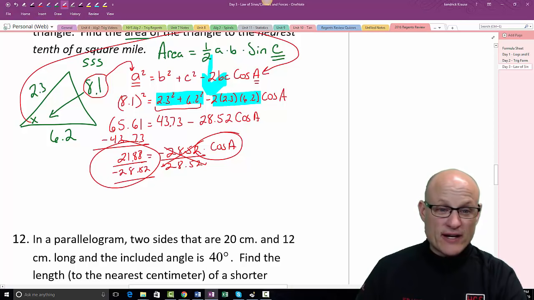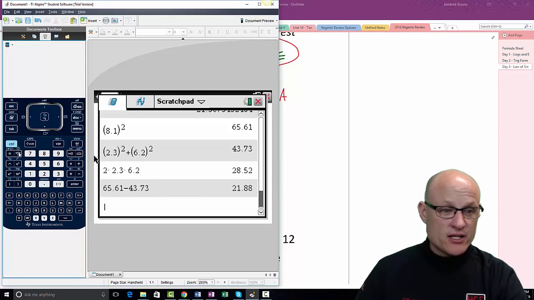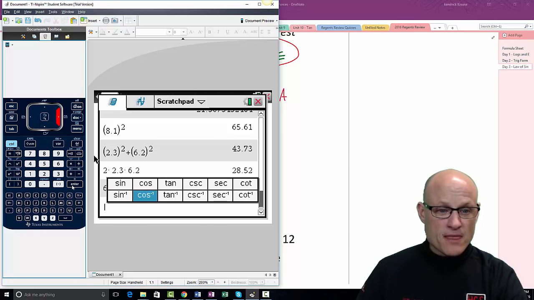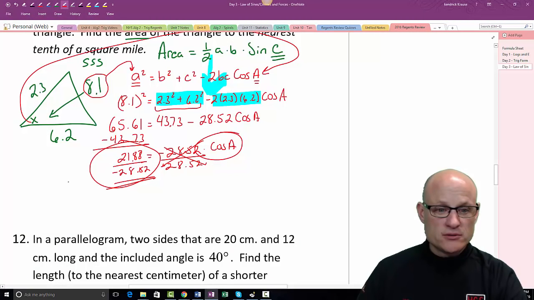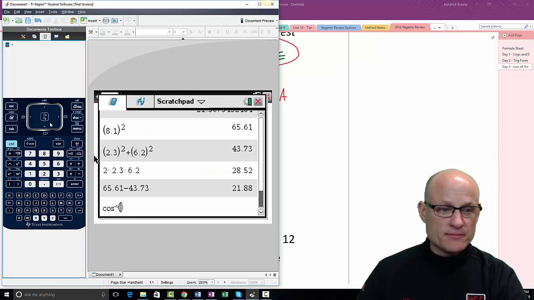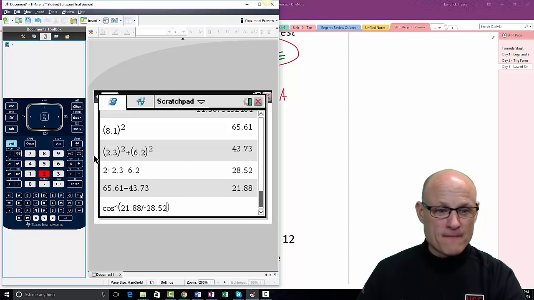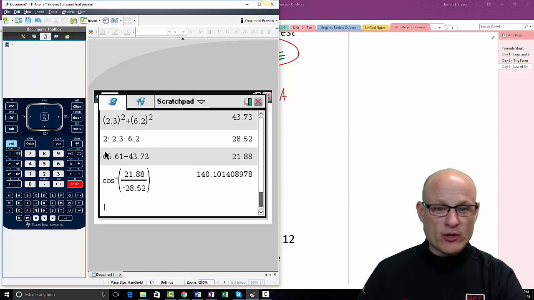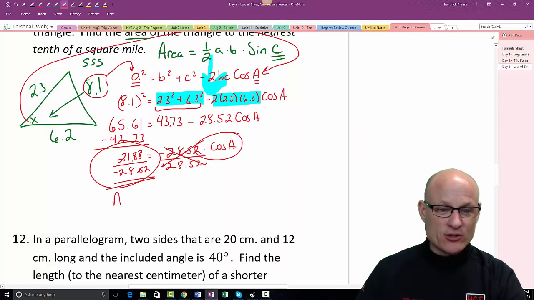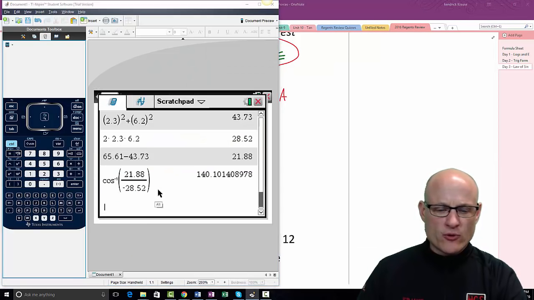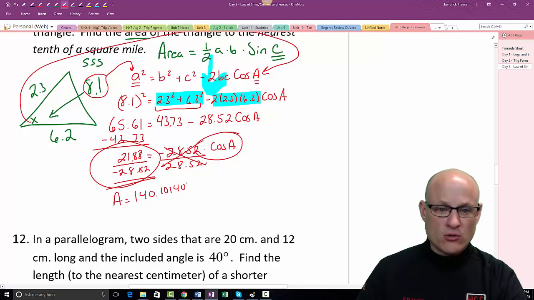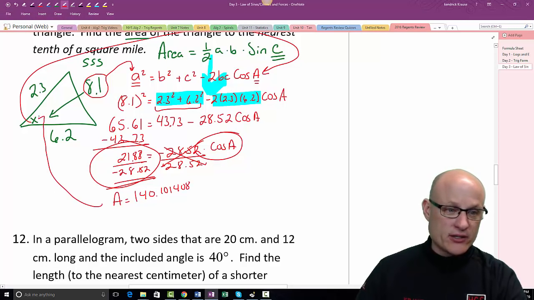Well, okay, in order to find an angle, I'm just going to do inverse cosine of that. So inverse cosine of 21.88 divided by negative 28.52. This is the only time I want you to put a negative in. And we get 140.1014. Now, this is not my angle, this is not my answer, so I've got to use this whole thing, 140.101408. Now, that's this angle right here.